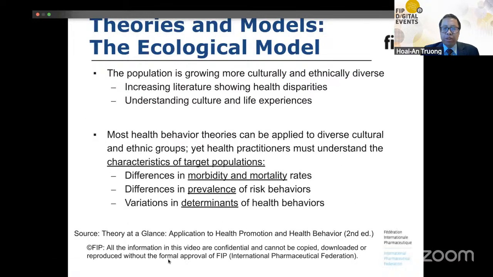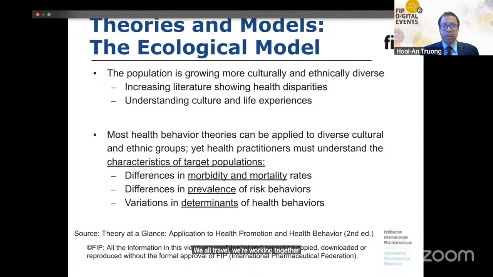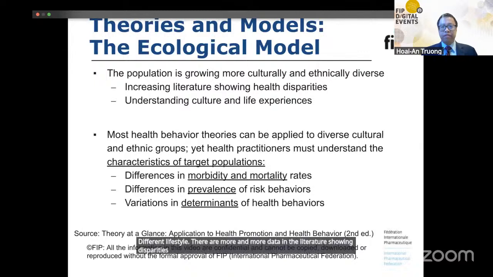The population, globally or in any particular country, is becoming more culturally and ethnically diverse. We all travel, we work together in different countries, we share different cultures and different lifestyles. There is more and more data in the literature showing disparities among the different ethnic groups. Therefore, it's important to understand culture and life experience so we can provide more person-centered or patient-centered care.